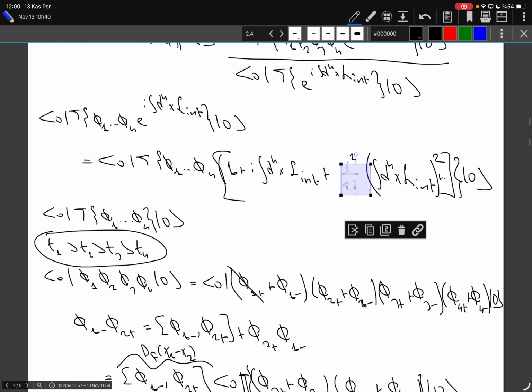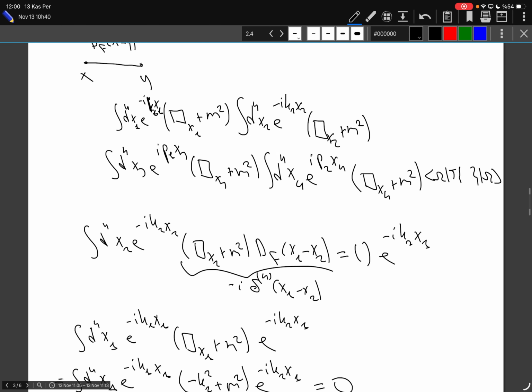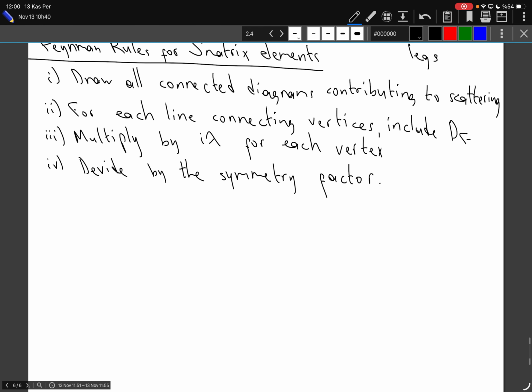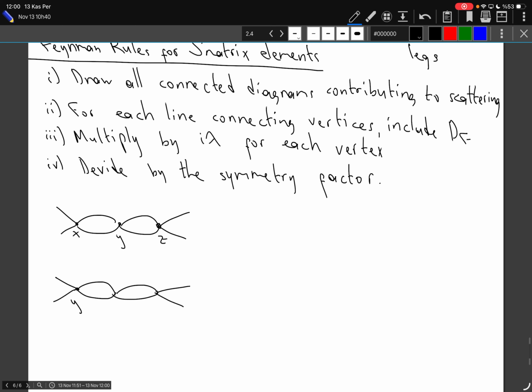So what you do is I have n vertices. Let's say that I have such a diagram. This is x, this is y, this is z. They are the vertices that I obtain in the expansion of the exponent. In principle, I also have such a diagram. This is y, this is x. Well, let me just remove the z.